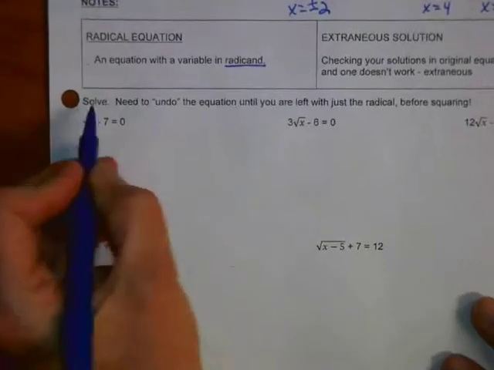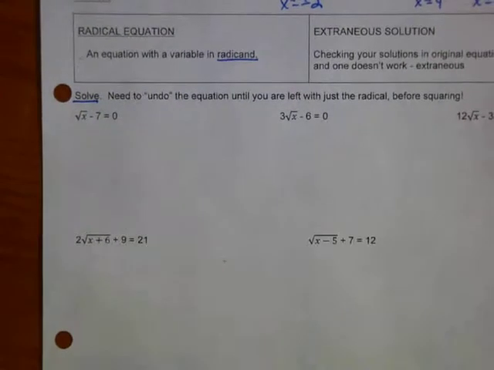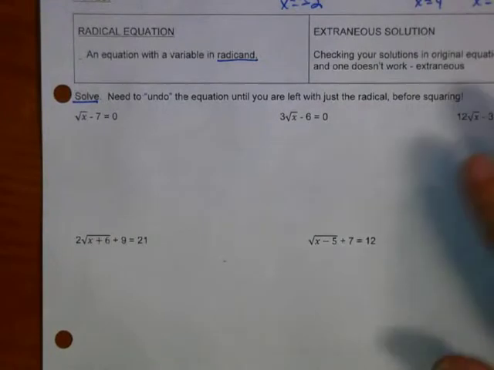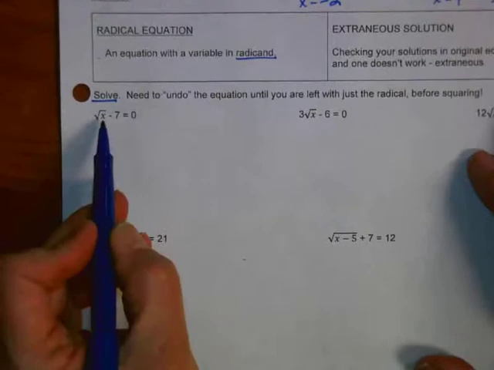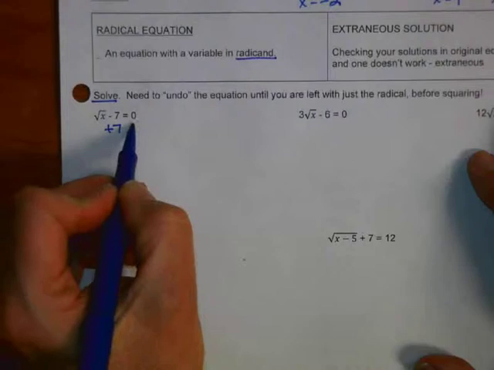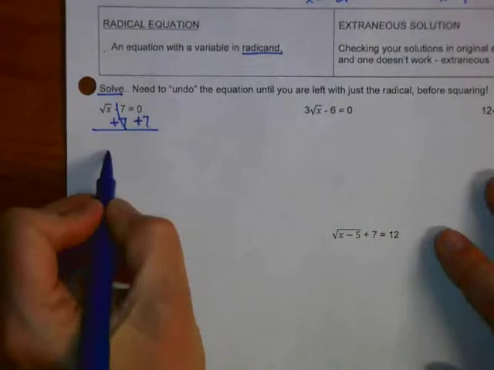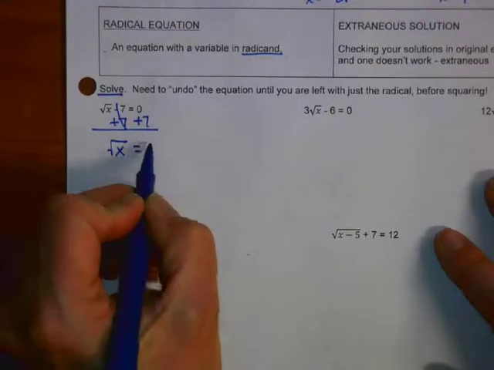All right. So we have to solve these. You need to undo the equation until you're left with just the radical before squaring. So let's see what I mean. So here's the radical. It's got 7 subtracted equals 0. I got to get rid of that minus 7 by adding 7. Just like I'm solving a regular equation. Same way. So now I have the square root of x equals 7.